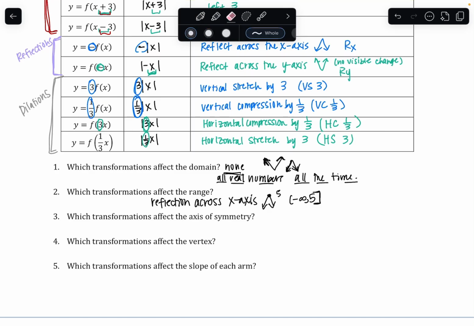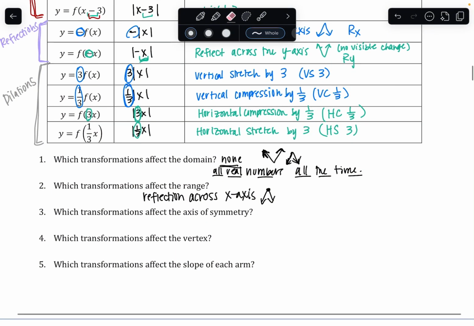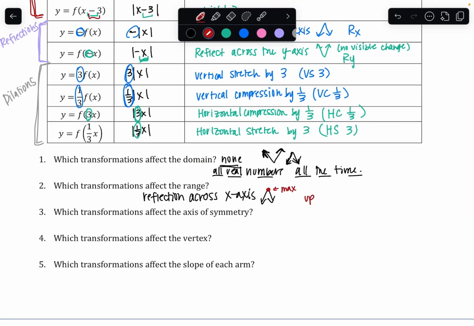The other transformations that affect your range are where you put that maximum. So shifting this value up and down will also affect your range. So reflection across the X-axis and then shifting it up and down.